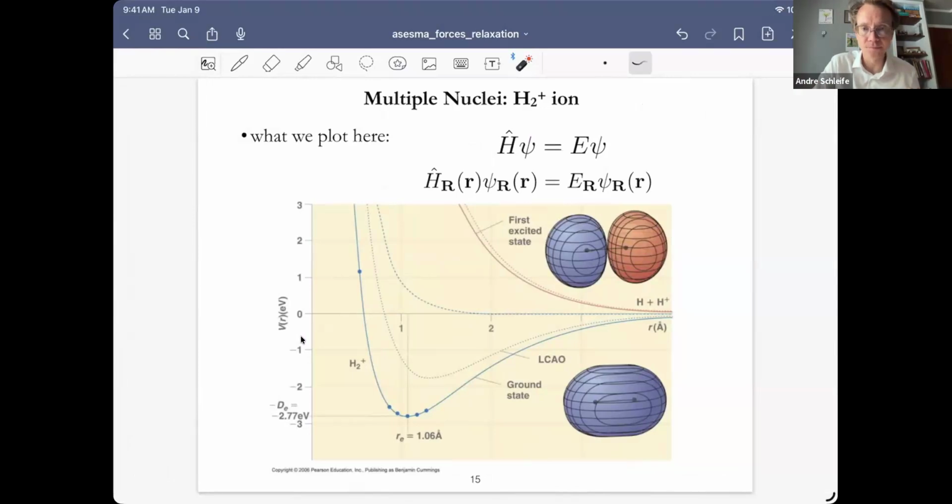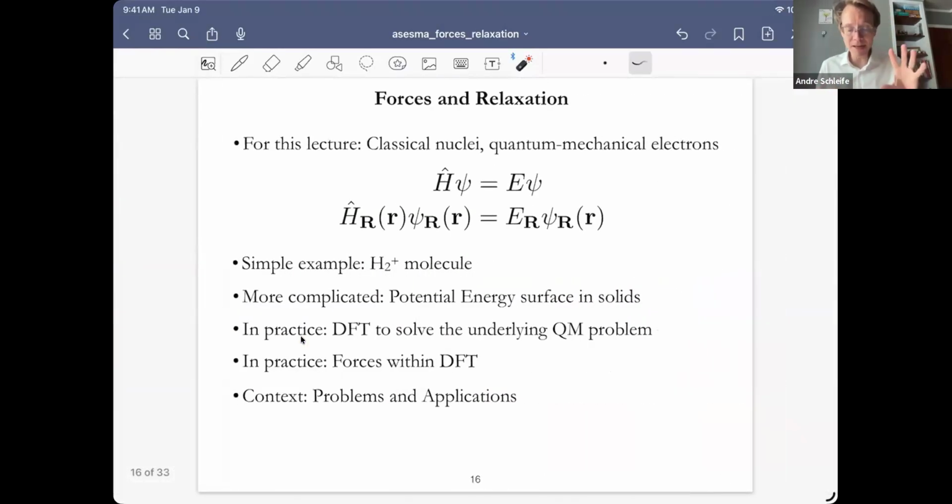All right. Okay. So this is an intermediate summary. What we've done so far is we talked about nuclei being classical, electrons being quantum mechanical. We solve a Schrödinger equation. We looked at our wells and everything. And then we introduced the parameter. Okay. And that gives us, in this case, an H2 plus molecule.